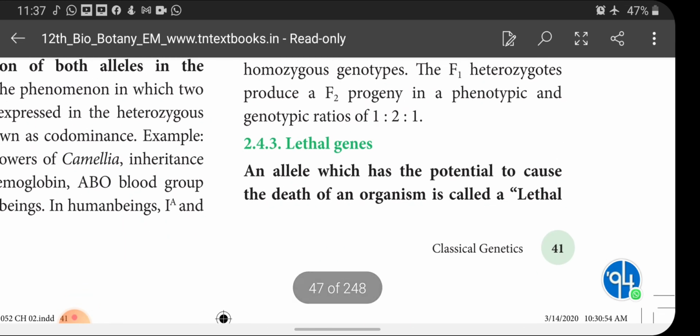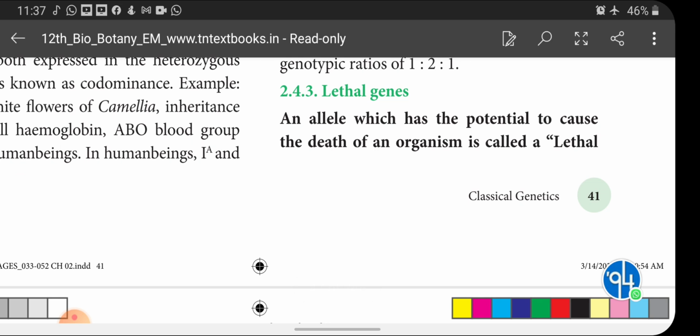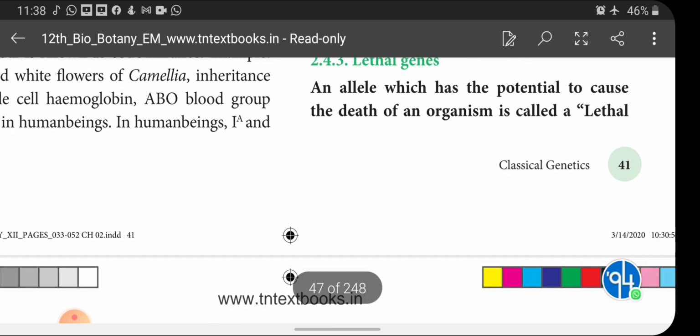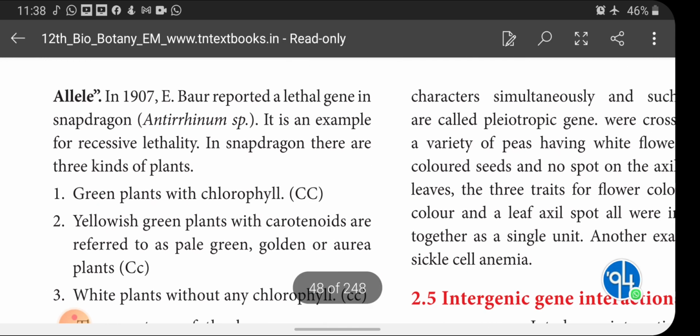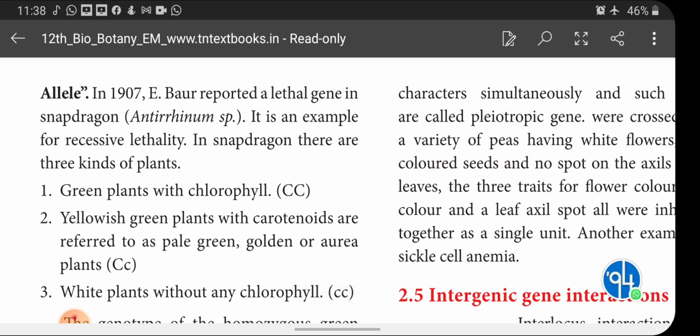Next, lethal gene. An allele which has the potential to cause the death of an organism is called a lethal gene. What is meant by lethal? Lethal means death. When an allele causes death of an organism, this is called a lethal gene. Two mark question: what is a lethal gene? An allele which has the potential to cause the death of an organism is called a lethal allele. In 1907, E. Baur reported a lethal gene in snapdragon. It is an example for recessive lethality.